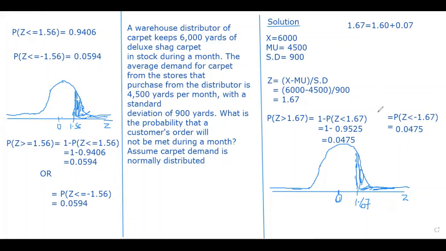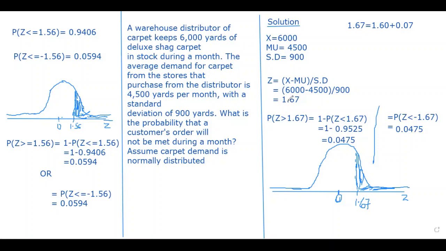So we have 2 methods. When it is greater than, just change it to less than and subtract it from 1. Or after changing it to less than, when the number is positive, you change it to negative, then you look for that negative number on the table. So at times in exams, when it is positive like this, they can give you the negative values. You get it? So that one, it depends.